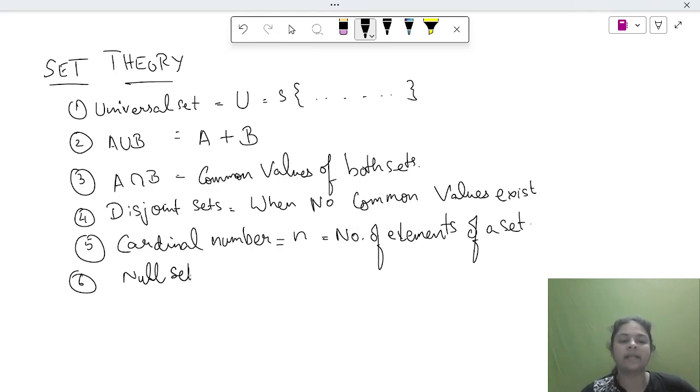What is a null set? A null set is represented by blank, where it contains no elements. It is also represented by this symbol phi.